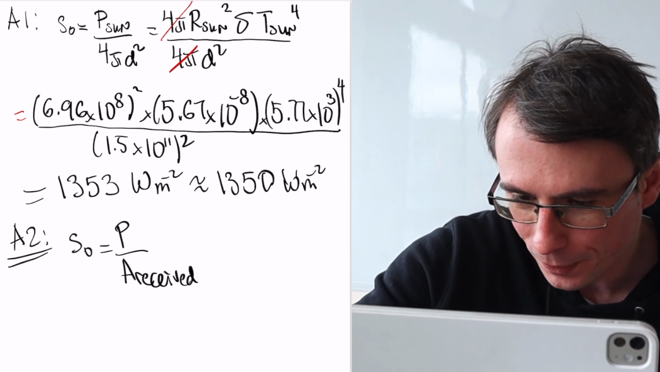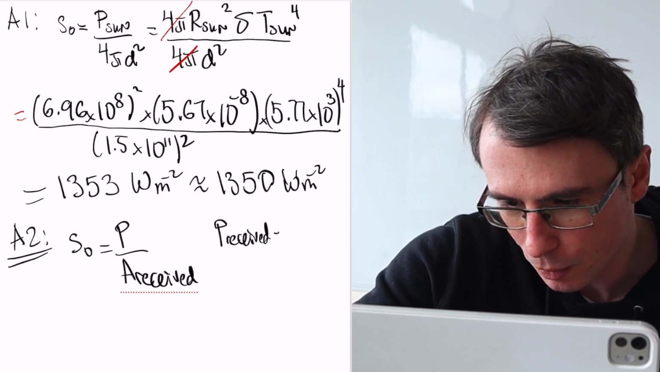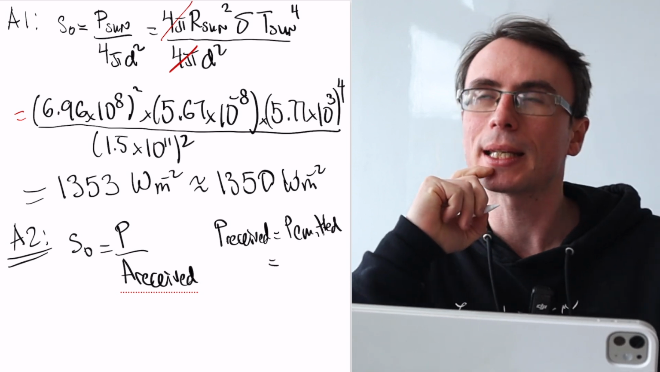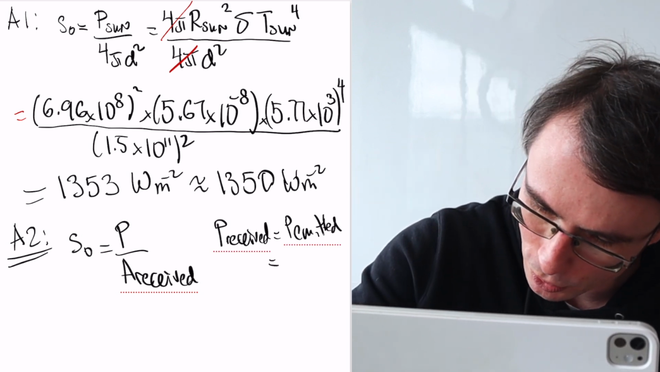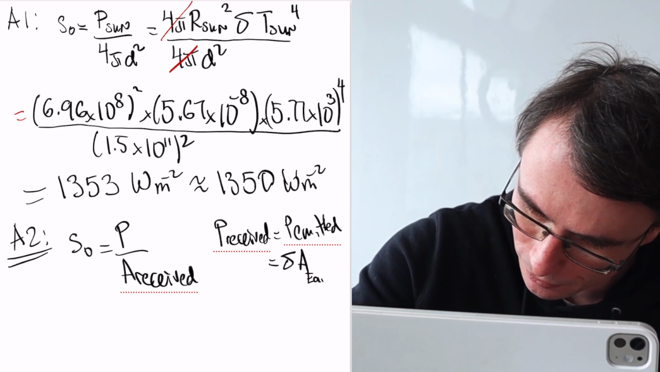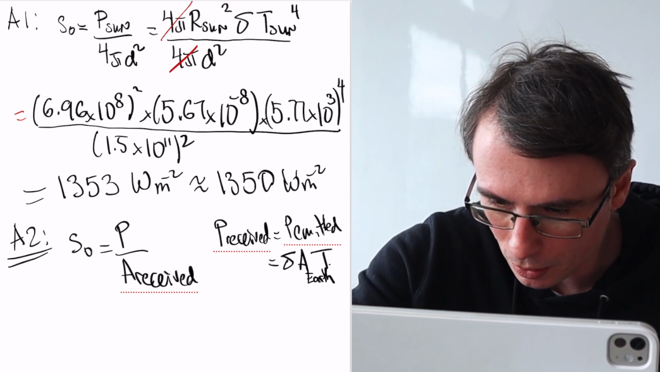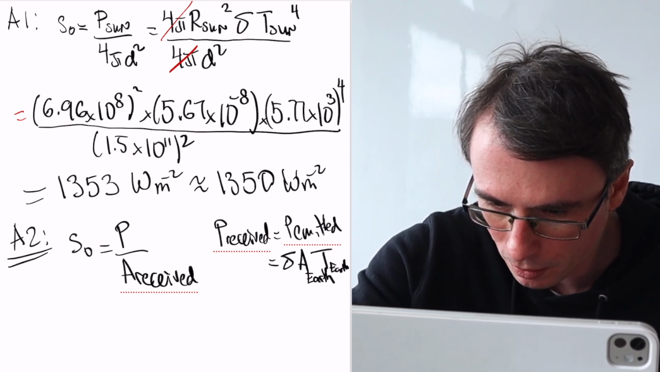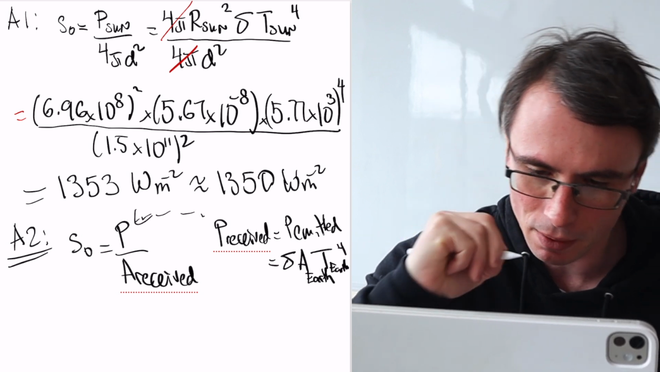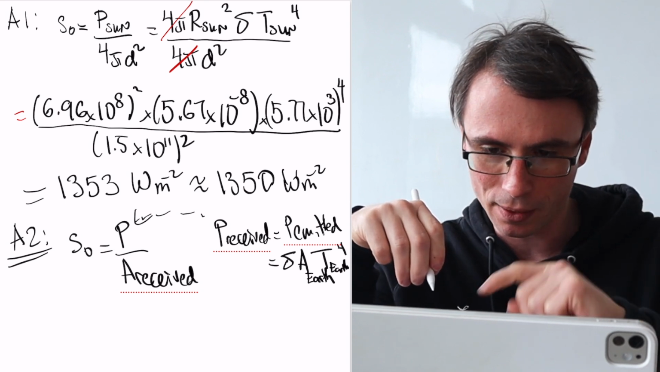But also the power received is equal to the power emitted, and this thing here will be equal to Stefan's constant, the surface area of the Earth, quite large, and then multiplied by the temperature of the Earth raised to the power 4. I think that's right. So let's plug this back into here. What are we going to get? We already have a numerical value of S0.